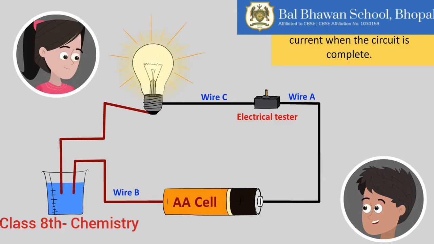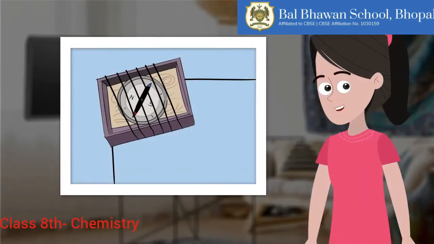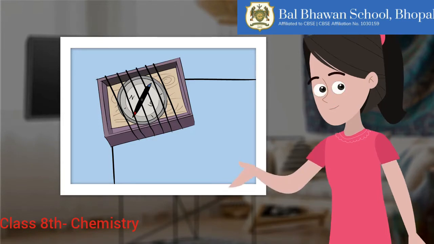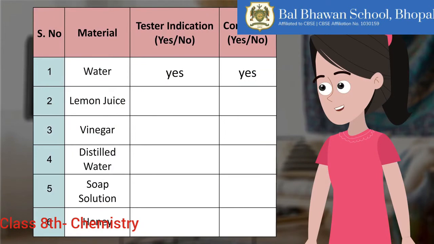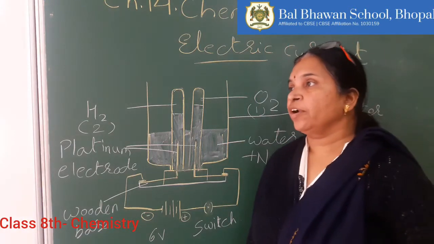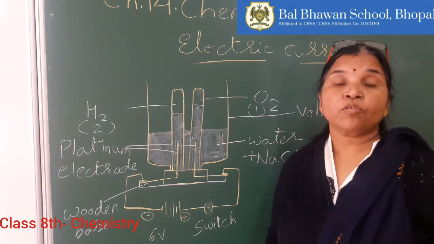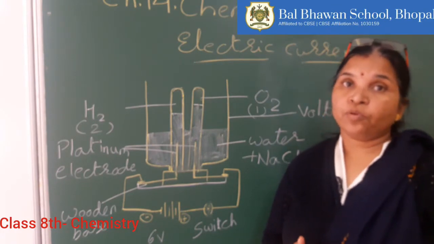poor conductor of electricity. Children, instead of this bulb, we can also use a magnetic needle, which I have already explained to you in my earlier class. Because this LED bulb or this magnetic needle can detect the weak current also. And as you have seen, all the materials which we have used are not very strong conductors of electricity. Now we can classify all these materials into electrolytes and non-electrolytes. So we have already discussed what are the different electrolytes and what are the non-electrolytes.